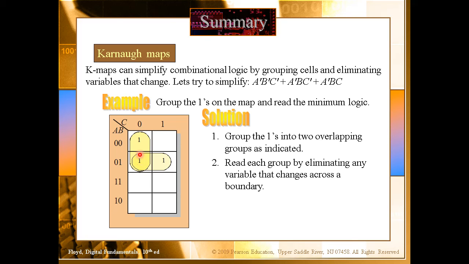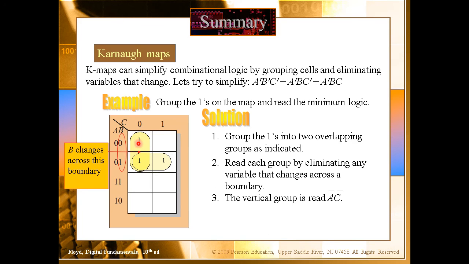Now the group that I have at the column level, how do I write it? Look at this group carefully. Tell me what is changed here. If you look at the left side, what is changed? Look at this. A is 0 here, and A is 0 here as well. So A is not changed. But look at this. B is changed, right?